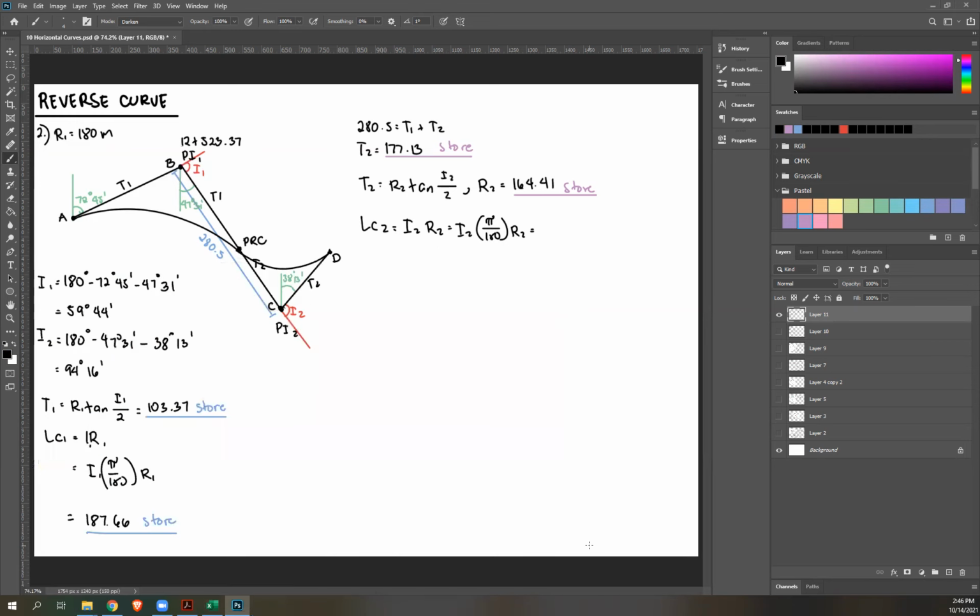It's 270.50. And that's what I finally need to figure out what station PT is. So, combining all of that, station PT equals station, this one. So, we call that PI1, which is again the same as V1, vertex 1 or point of intersection. Minus P1 plus LC1 plus LC2. Okay, combine all of that. What's the final answer?